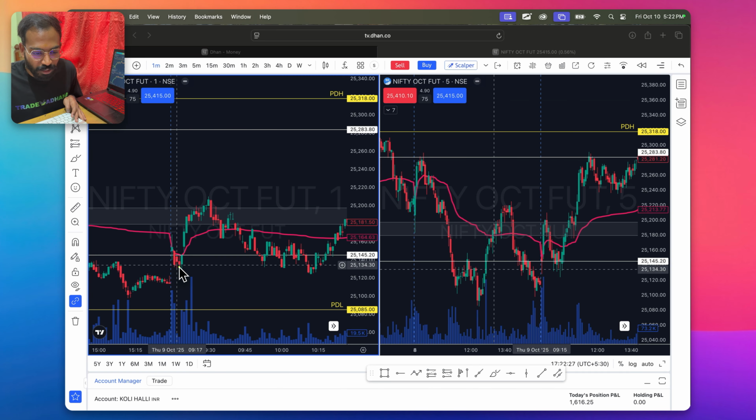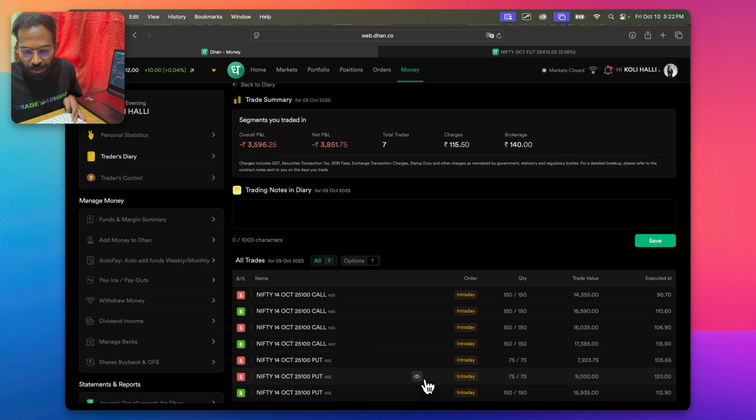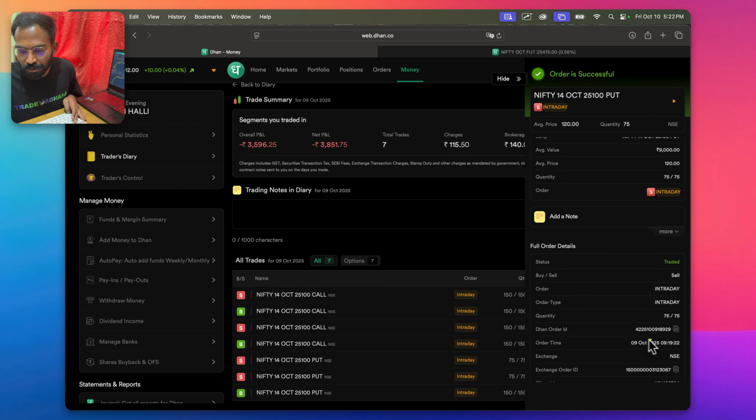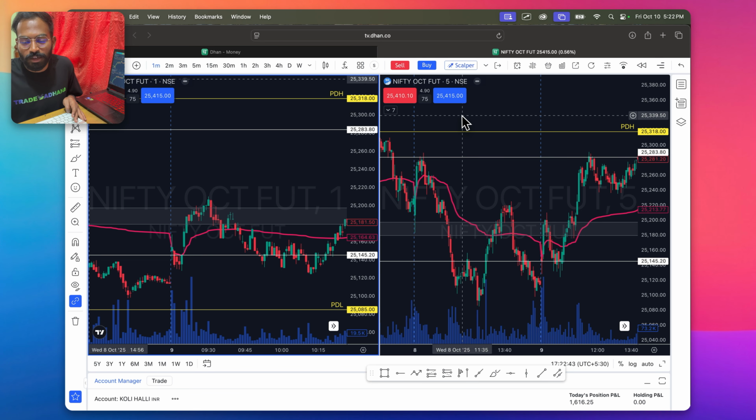So my entry was around 9:17 with 2 lots, and I got out the first exit around 9:19, 2 minutes right after, for 120. I think I captured around 8 points, which is nothing. That's why if I'm going with the opening drives, I like to exit pretty soon, because it might not reward, or you don't see the continuation that's happening.